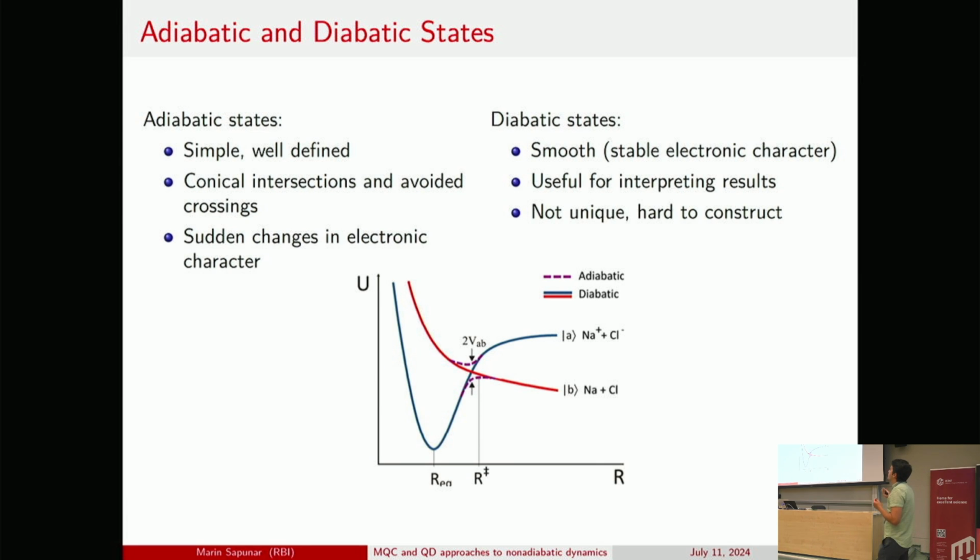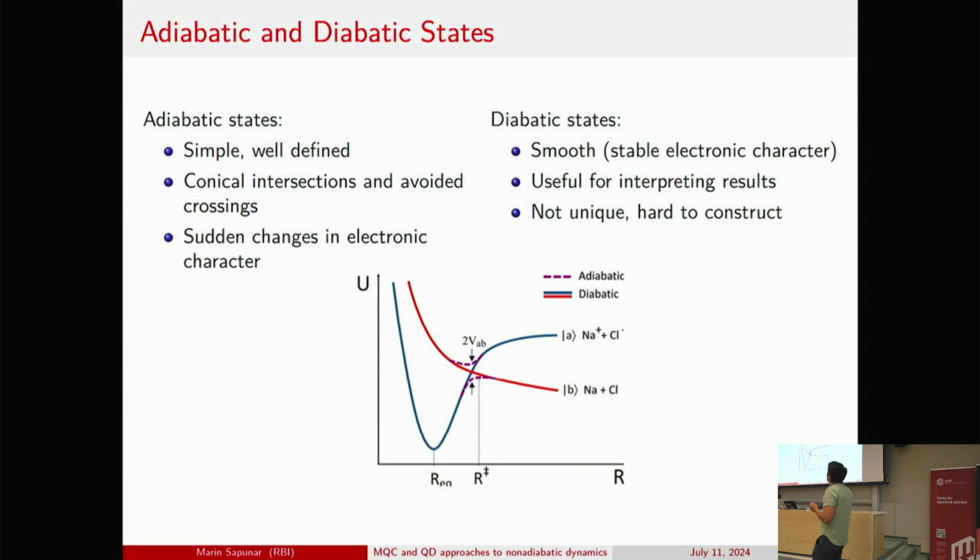And the second thing we have is adiabatic states. These are the states that you get from your electronic structure at a given geometry. So they are very simple and well defined. When you calculate your electronic structure, you get adiabatic states. But they are not smooth. They have conical intersections, avoided crossings, and at these points the character of the states changes completely. So when you are interpreting things, adiabatic states are not as useful.